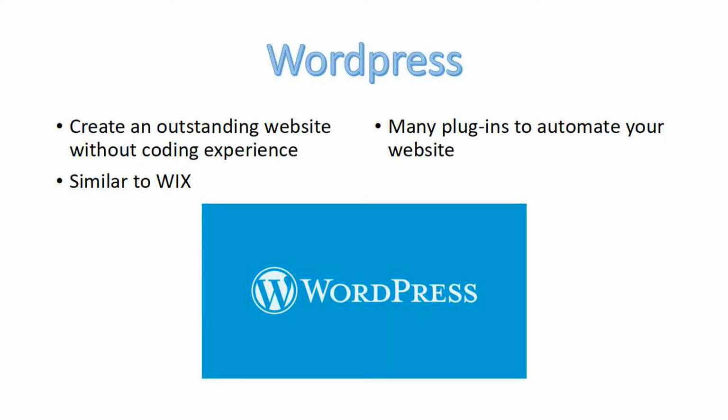If you don't have any coding experience, you can use WordPress to build your own website. This is similar to Wix. They have many plugins to automate your website. All you do is select which plugin that you want and install it on the website in WordPress. You should check them out.